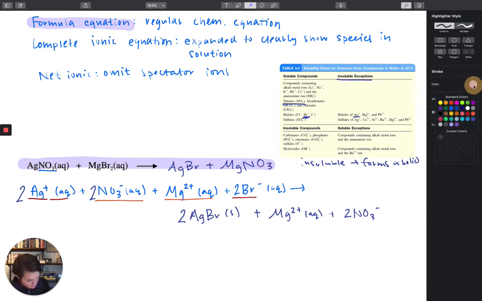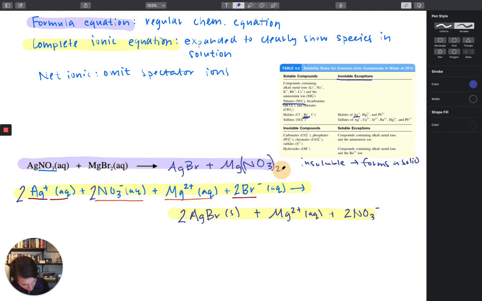Underneath that is our complete ionic equation. The formula equation right now is not balanced, so we want to go ahead and balance that. I forgot to make 2 of those. All right. So there's our formula equation and our complete ionic equation.